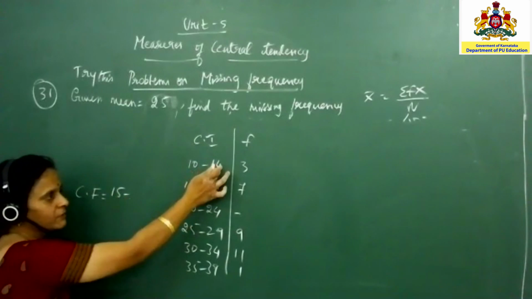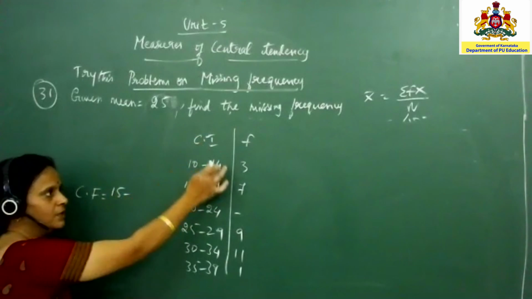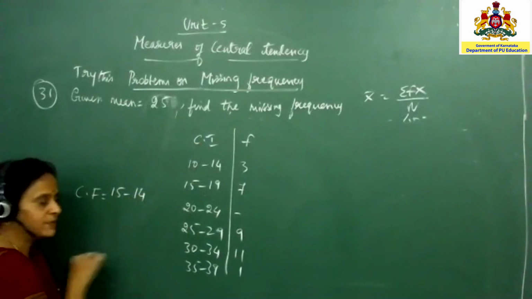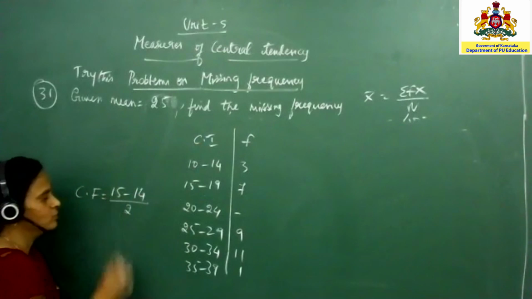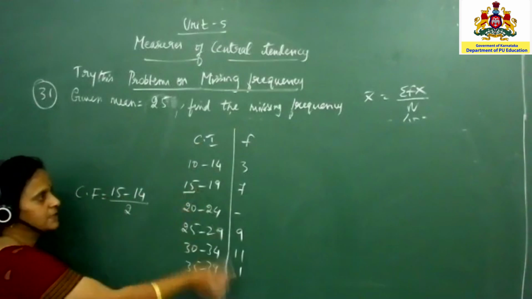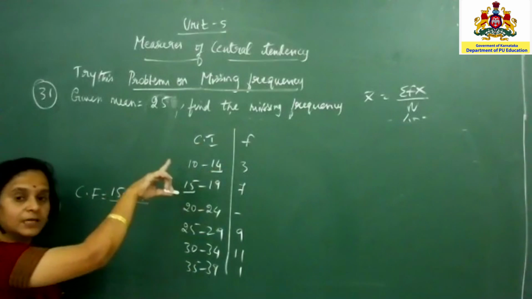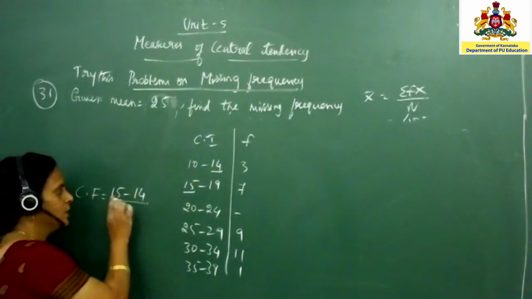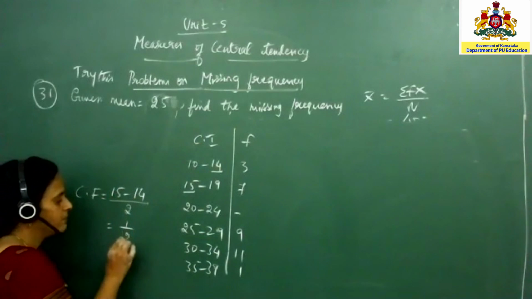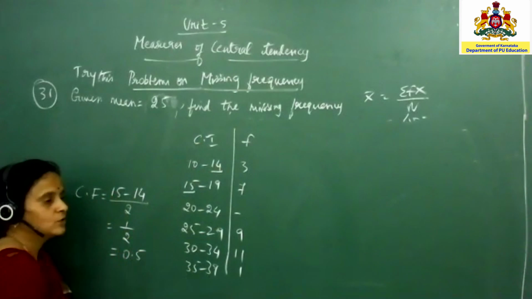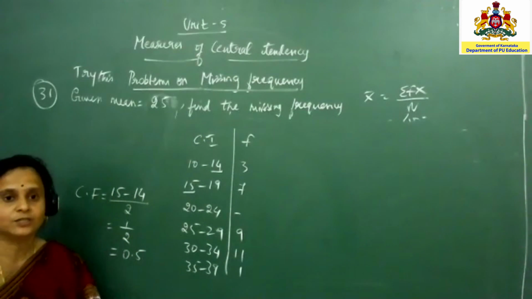minus upper limit of the preceding. Preceding is the before one. So here 14 is there. So it's the preceding class interval. I'll just divide by 2. So lower limit of any class interval minus upper limit of the preceding class interval divided by 2. So 15 minus 14 is 1. 1 by 2, which is 0.5. So this 0.5 is called the correction factor.